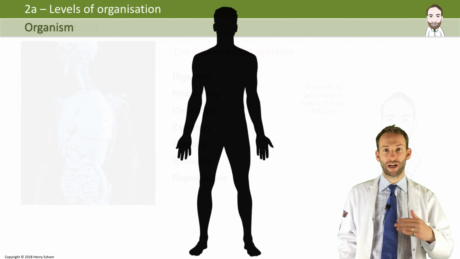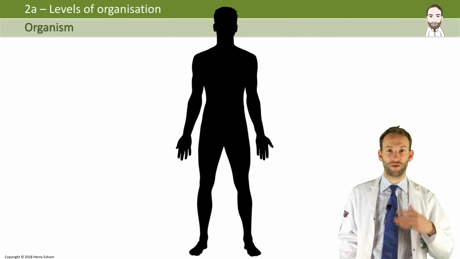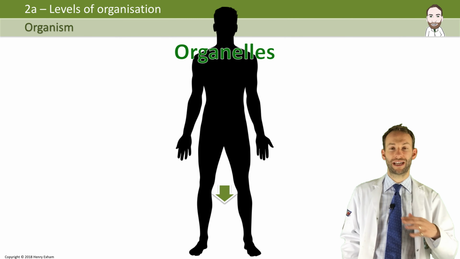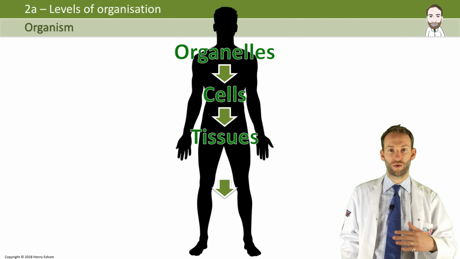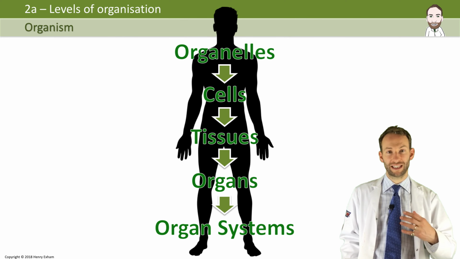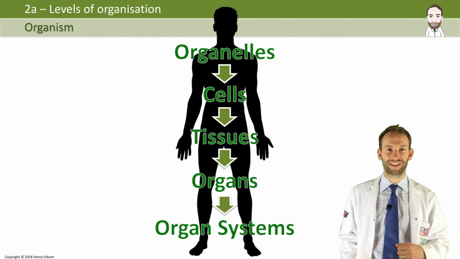So if we were to build up from smallest to largest, you would start off with the organelles. You'd then use those to build cells, cells build tissues, tissues go to organs, organs go to organ systems, and then you can build an organism just like that chameleon.